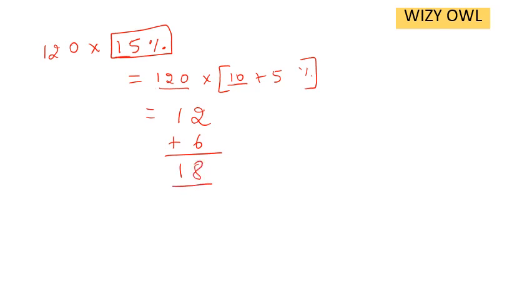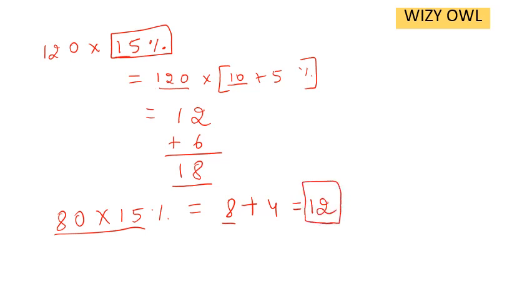Isn't it simple? Now let's see one example where you will do this by yourself. To find 15% of 80, first of all you will find 10% of this number, that will be 8. In the next step you will halve the value found by 10%. So it will be 8 plus 4, the value will be 12. So in just one line you can find the value of 15% of 80.